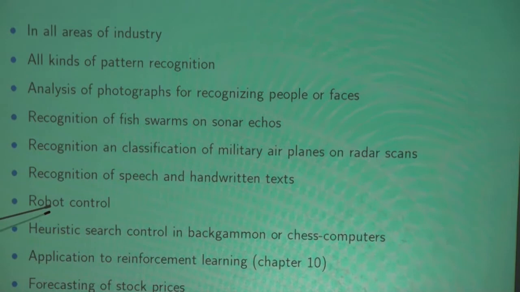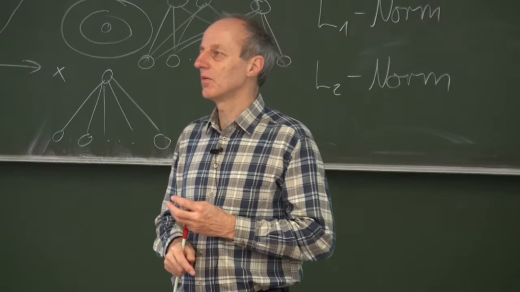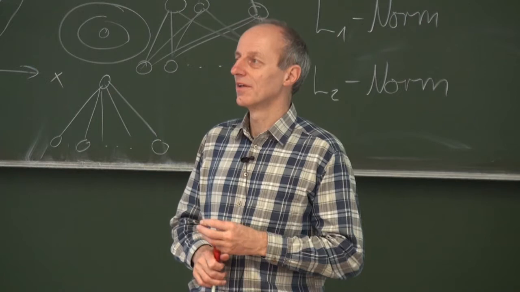For example, at least 25 years ago, the company Telefunken built an optical pattern recognition system that could read the addresses on letters automatically, and they developed one of these first intelligent letter sorting machines, and they used at that time neural networks.